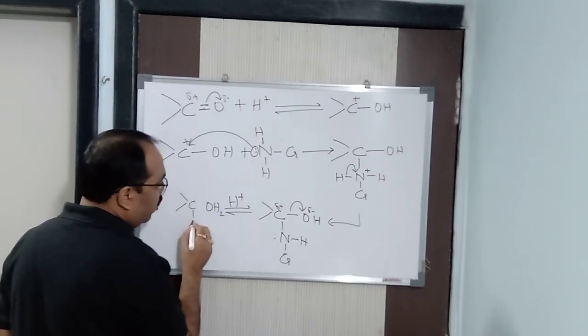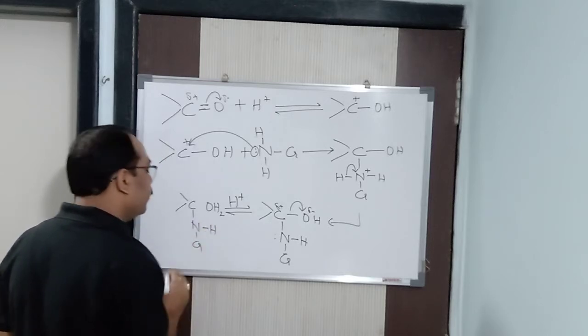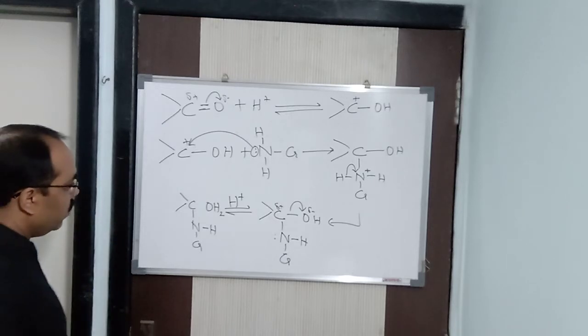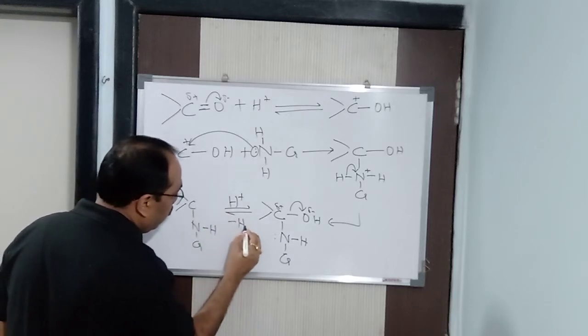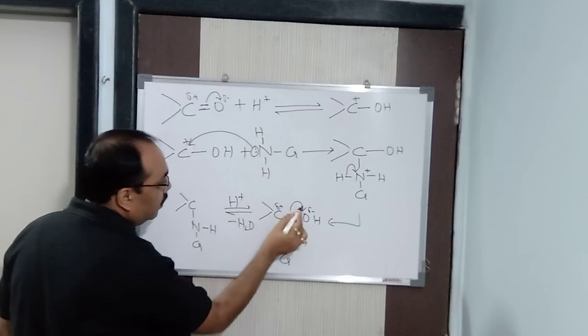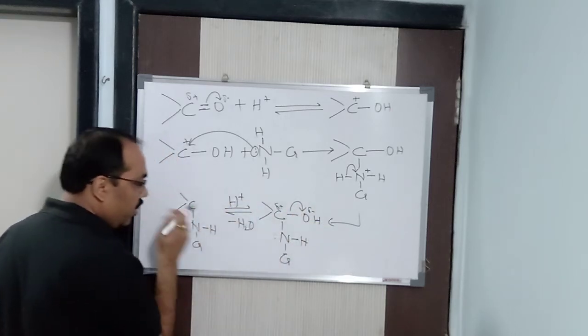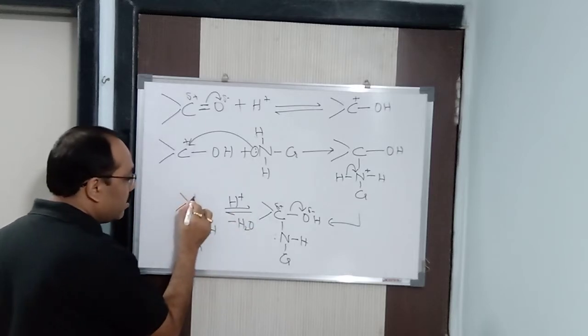And here what you will be having is N, H and G. Clear? NHG. So this water is released. Now you can write this water here also, minus water. Clear? This H plus ion gets added here. This pair of electrons goes to the H plus ion and it forms OH2. So H2O is released, done, and hence we are getting this. So this is a carbocation, you can see the positive sign here.